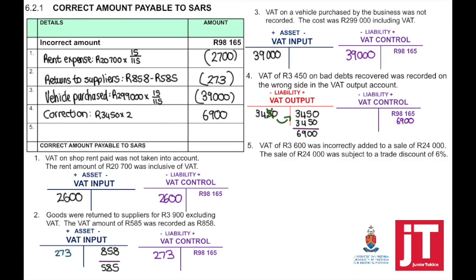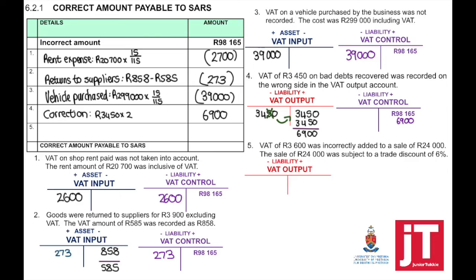Number 5, VAT of 3,600 was incorrectly added to a sale of 24,000. The sale of 24,000 was subject to a trade discount of 6%. So what is happening here? We've calculated 24,000 times 15%. The VAT amount is 3,600. And because this is a sales transaction, that money collected is owed to SARS. But that 24,000 was subject to a trade discount of 6%, which means that we have actually overstated this.